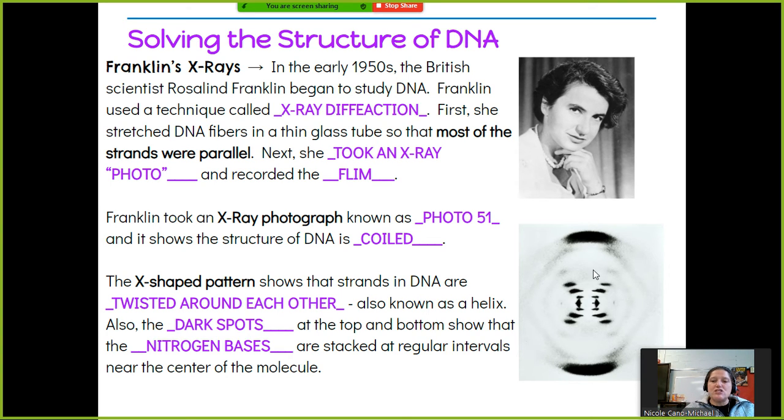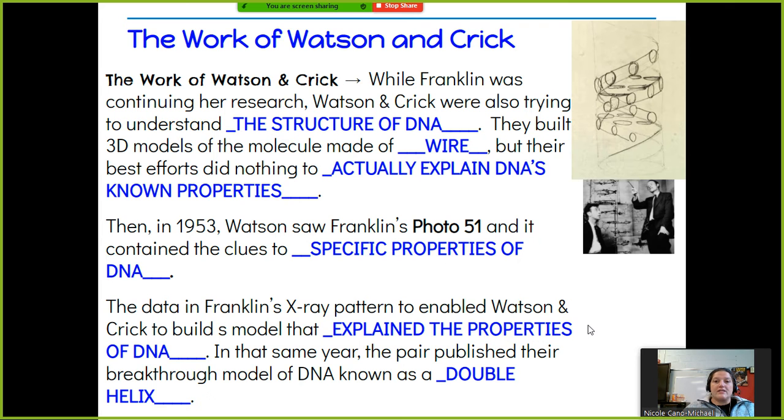Also, we see these dark spots, and they're always running parallel to each other. Those dark spots are actually the nitrogen bases, and we can see them stacked in very regular intervals near the center of this molecule. So very, very regular, and they are spaced nicely around the center of our molecule. So this was an amazing breakthrough.